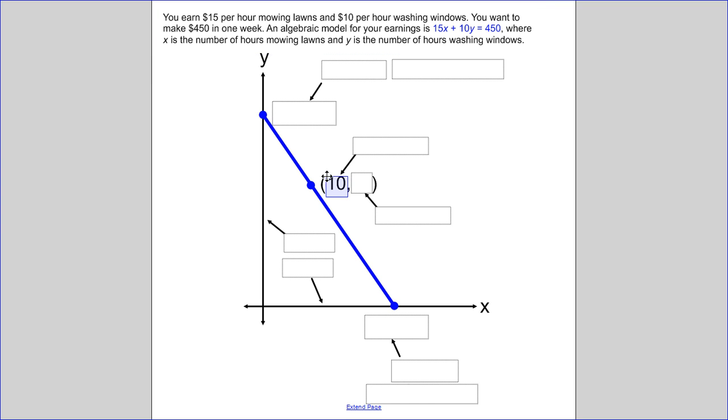So 10 hours mowing lawns, how many hours would you need to wash windows to earn $450 if you spend 10 hours mowing lawns? Well, the 10 hours mowing lawns would earn you $15 per hour times 10 hours, $150. So that 10 hours of mowing corresponds to $150. You need $300 more dollars. So how many hours would you have to spend washing windows to earn $300? 30 hours.